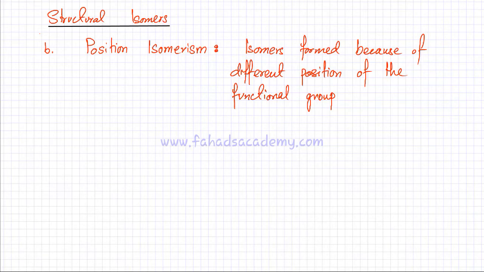In this, we're going to discuss the second type of structural isomers, which are called positional isomerism. They are isomers which are formed because of different position of the functional group, which means that the position of the groups of atoms attached on the main chain would be different. As an example, I would clarify that point using an example.